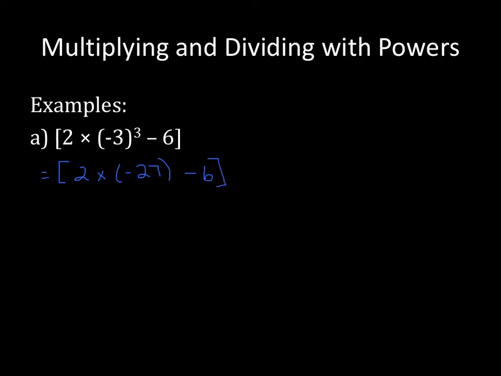Now I can just move in order from left to right. Multiplication comes first anyway. So 2 times negative 27 is negative 54, minus 6. And negative 54 minus 6 gives me negative 60. Again, notice the steps that I used when solving this expression. Working with these expressions in your head increases the chance of error. So when you're doing these problems, I want to see you show your work.